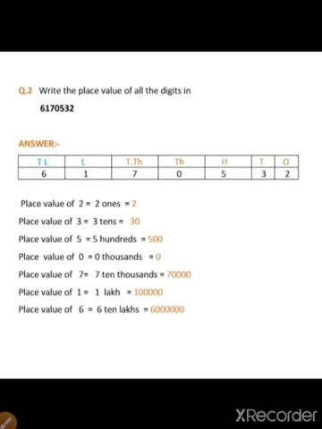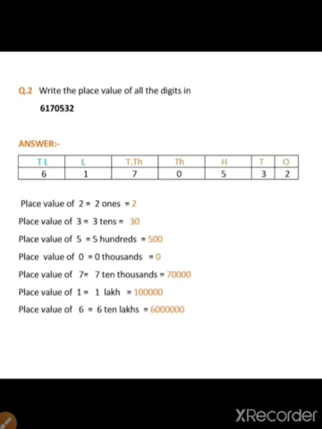So place value of 2 is 2 ones because 2 is in the ones place, or in the ones column. So 2 ones means 2. Next digit is 3. It is in tens place. So place value of 3 is 3 tens, or 30. Next digit in hundreds place is 5. So place value of 5 is 500.